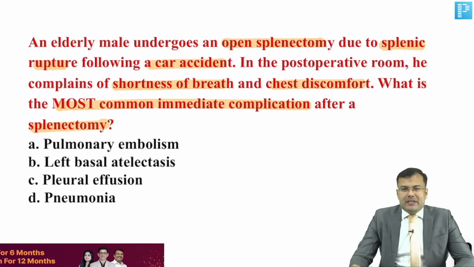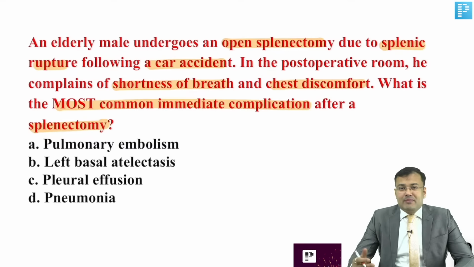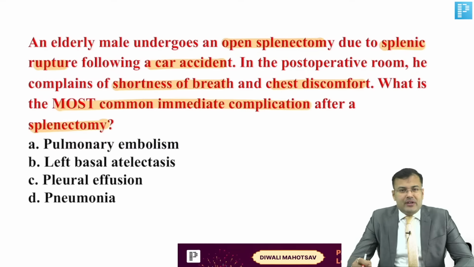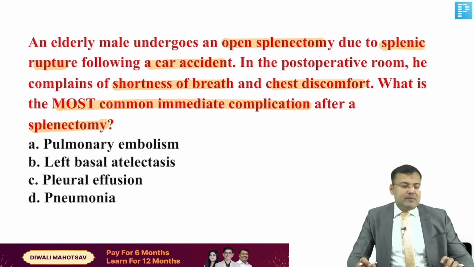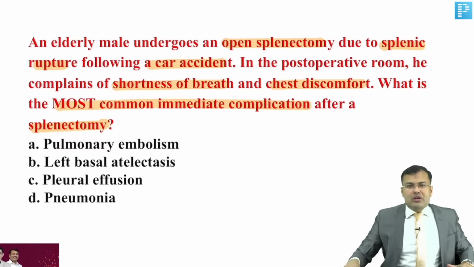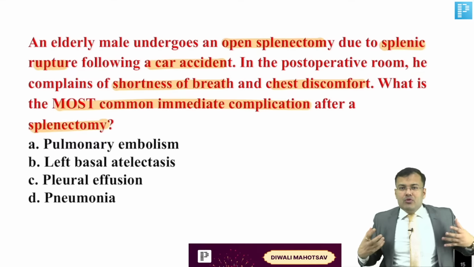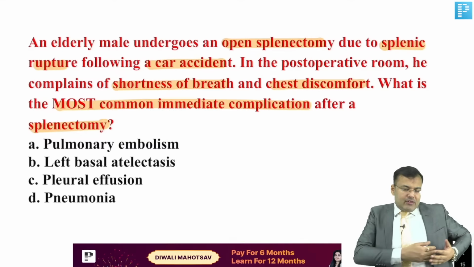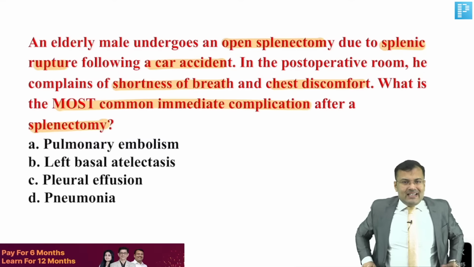So, guys, see, it's a very, very easy, straightforward question. What is the most common complication of splenectomy in the post-operative period? You know, the spleen is in relation to the diaphragm. Whenever you perform splenectomy, you are going to damage some fibers of the diaphragm. So, in the post-operative period, the patient is having pain. That's why the patient is not having good respiration. In that case, the ipsilateral lung collapses, and the name of that complication is atelectasis.